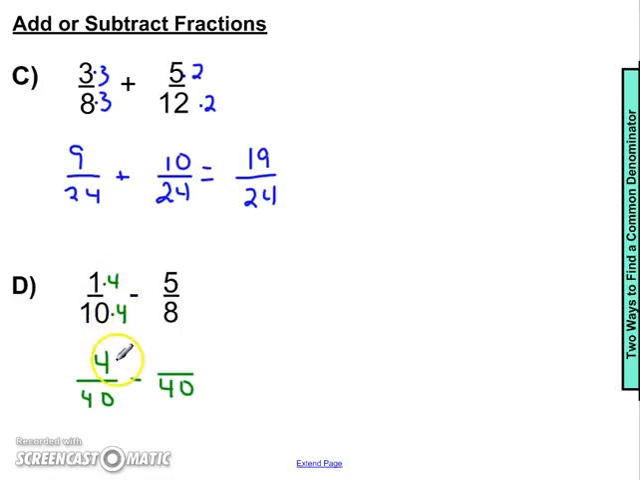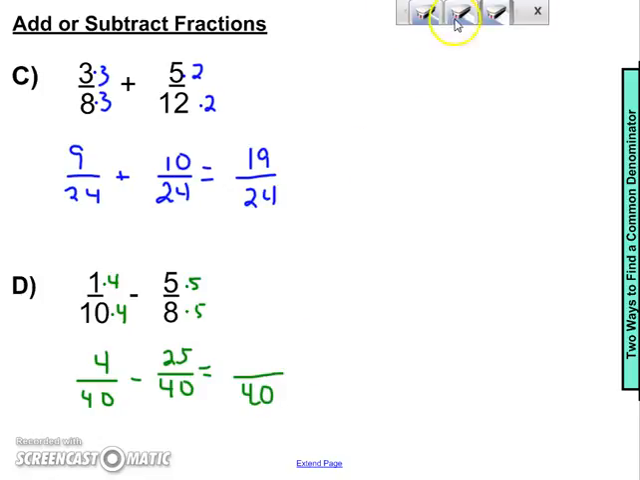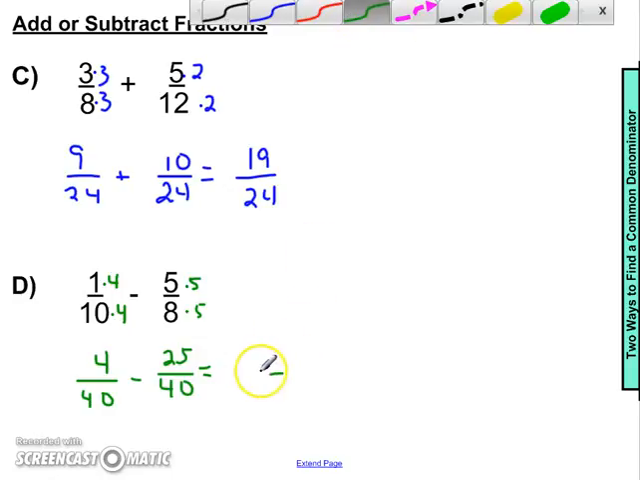Multiplying both of these by 4. 8 times 5 is 40, so the numerator gets multiplied by 5. There's 25. And so my denominator is 40, and I have to use my sign and simplification rules. Let me fix that.